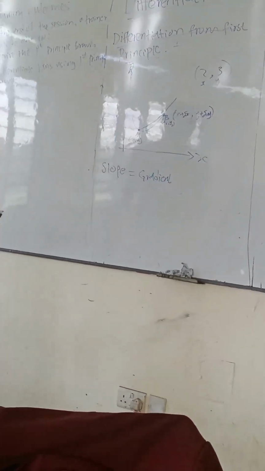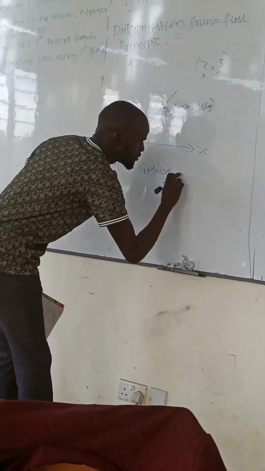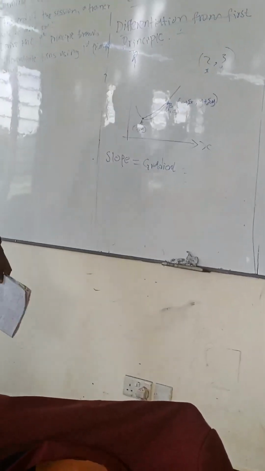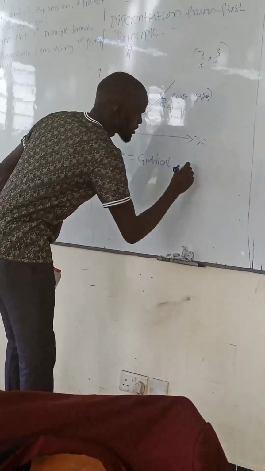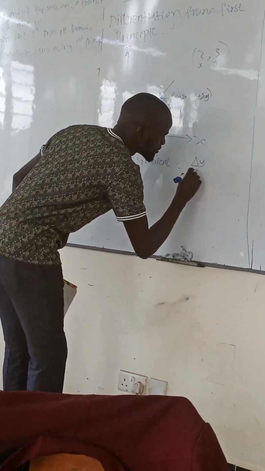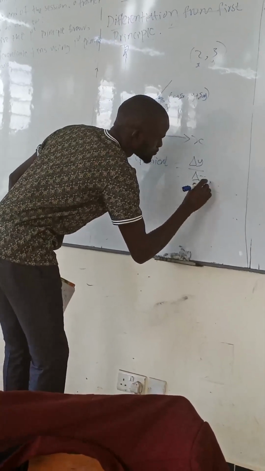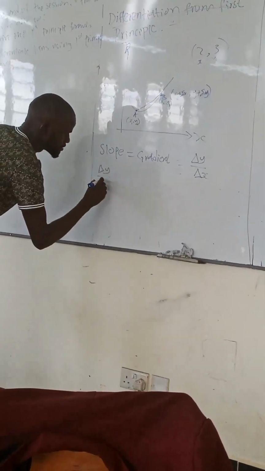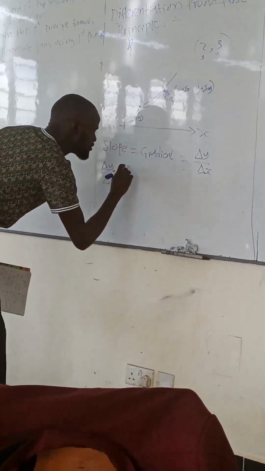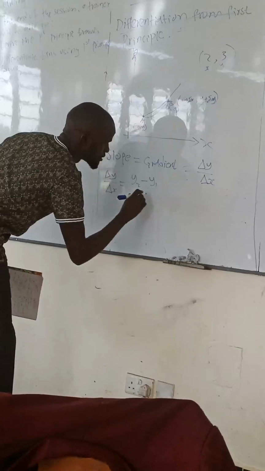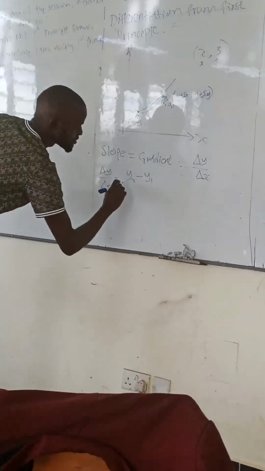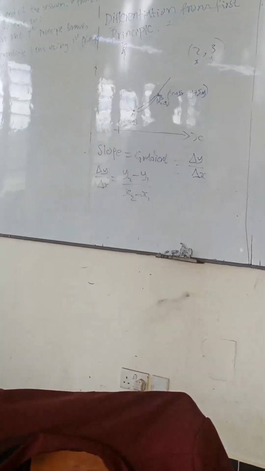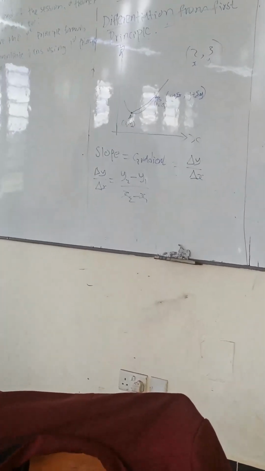From basic mathematics, you all know that gradient is... how do you find gradient? Gradient is given by change in y over change in x. When we talk of change in y over change in x, we mean y2 minus y1, the difference in y's, and the difference in x, x2 minus x1. We are deriving the first principle formula.